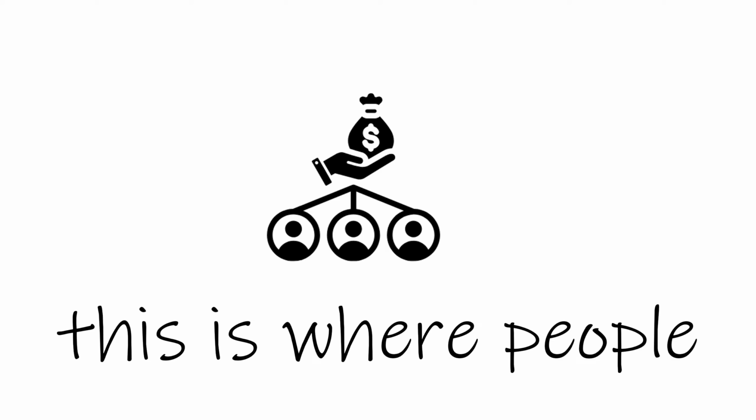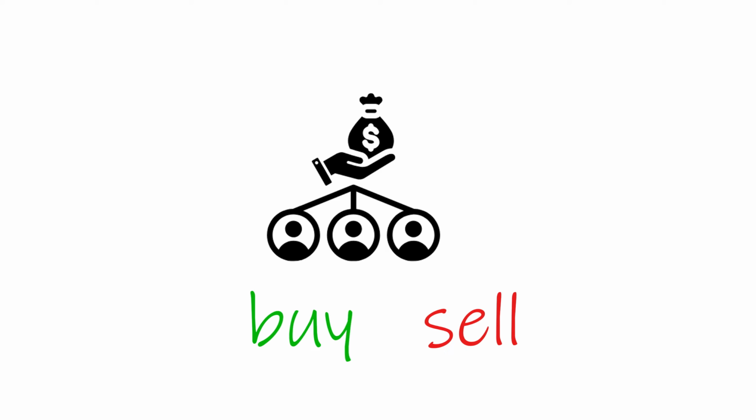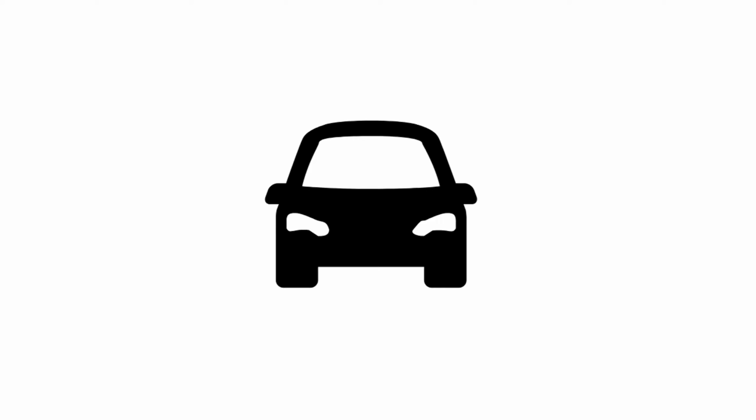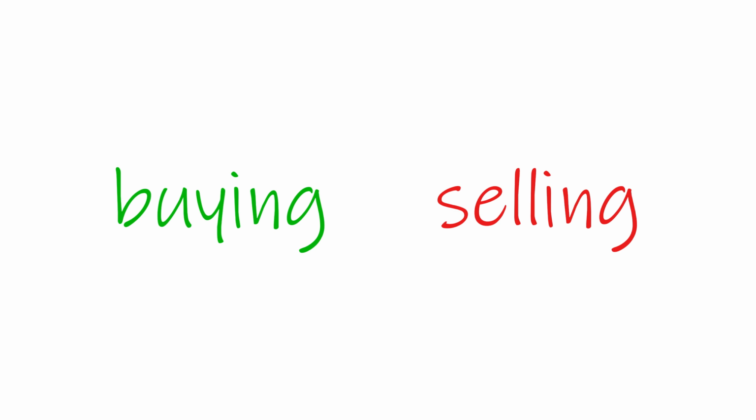Secondary market. This is where people buy and sell shares from each other. It's like a used car lot where people trade cars they already own. Most of your buying and selling happens here.